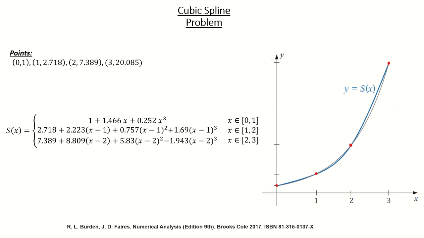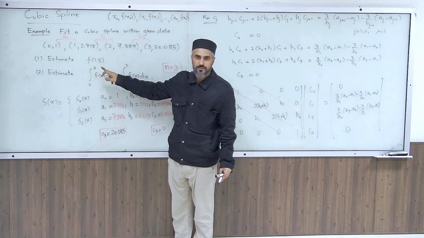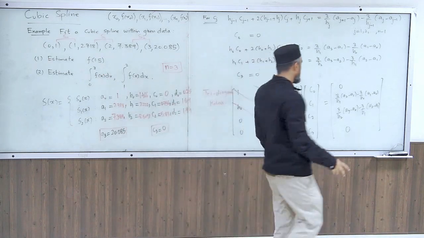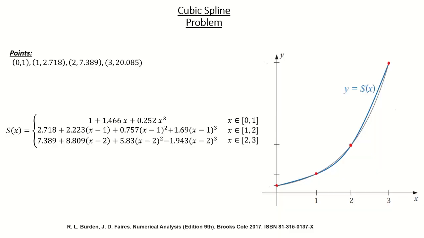Now, if you come to this particular problem, you can estimate the value of f of 1.5. By the way, if I just wanted the value at 1.5, which polynomial am I going to use? S0, S1 or S2? S1, because 1.5 lies between 1 and 2. The corresponding one is S1. Okay?